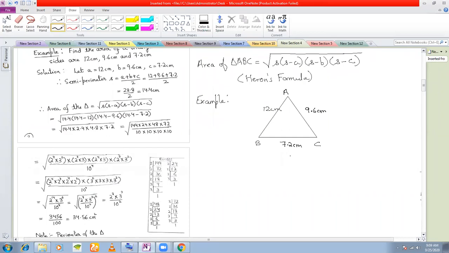So you can take the sides in any order you want. Okay. So now from here, we'll find out the semi-perimeter.